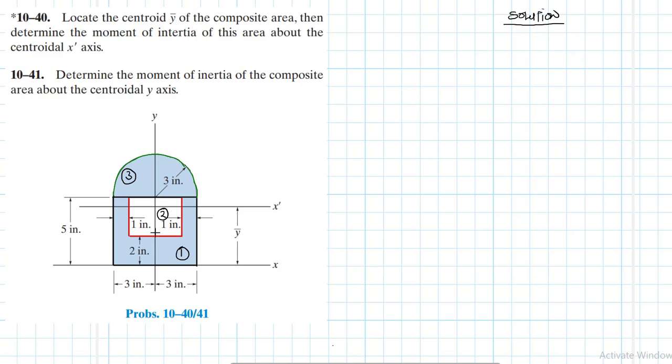shape number 1. So its height is 5. So let's say we want to find the local y curl, that is the centroidal location of each shape with respect to the x-axis. Okay, that's our first step. So let's say we do this like this. I want to minimize the use of space. Okay, we say somewhere there like this.